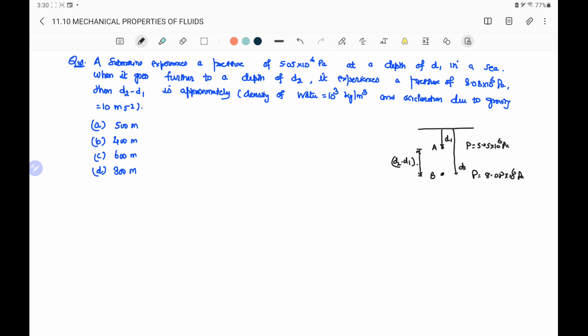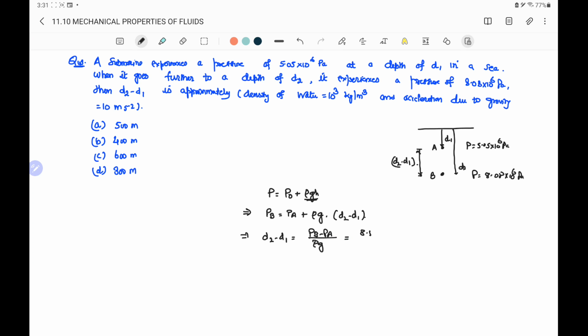Hence, using the formula of the pressure at a depth h, we know that P equals P naught, the pressure at the upper point, plus rho g h. Rho g h is the pressure due to the liquid column. This implies that the pressure at point B will be equal to the pressure at point A plus density of water, acceleration due to gravity, and the difference between points A and B, which is d2 minus d1. This implies that d2 minus d1 equals Pb minus Pa divided by rho g.